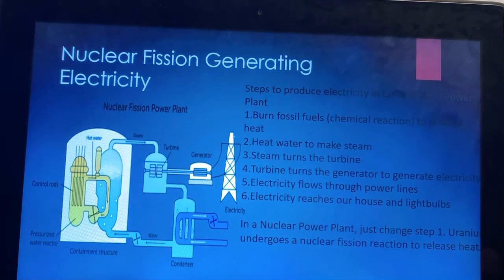Here in nuclear fission generating electricity, we see a nuclear fission power plant, and that's how it works. We see there is where the uranium-235, that yellow thing, is where it all happens. The conventional way to produce electricity is to burn fossil fuels in a chemical reaction to produce heat. But in a nuclear power plant, uranium-235 undergoes nuclear fission to release heat.